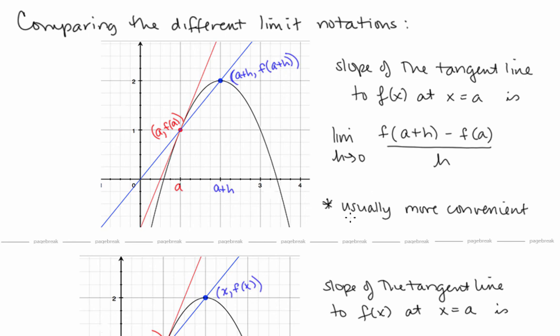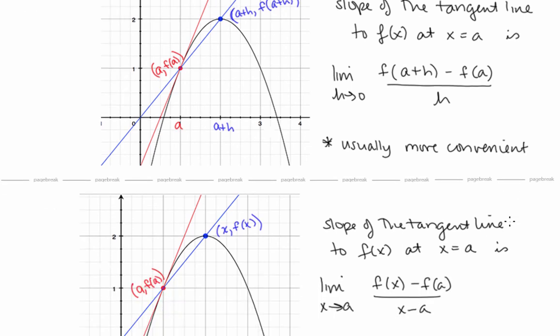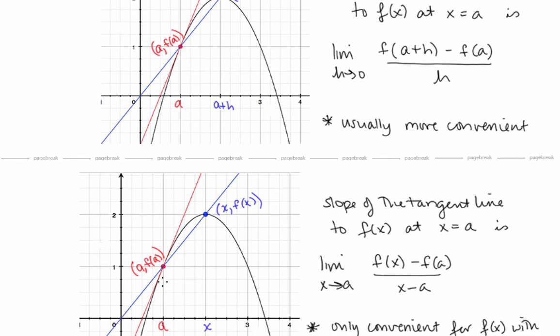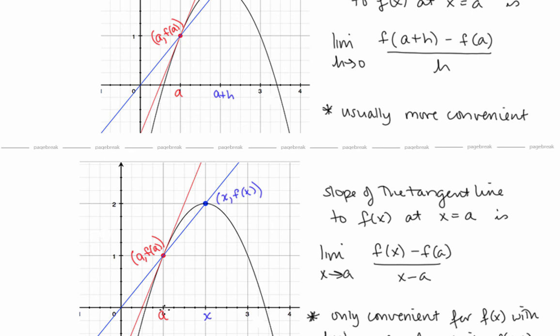This computation is usually going to be more convenient for you. But we could also see this other notation where we're calling the second point x, f of x. And then with this notation, the slope looks like this: f of x minus f of a over x minus a. And then in the limit, we're saying x approaches a. So this computation gives us exactly the same result. It's just written in a different form.